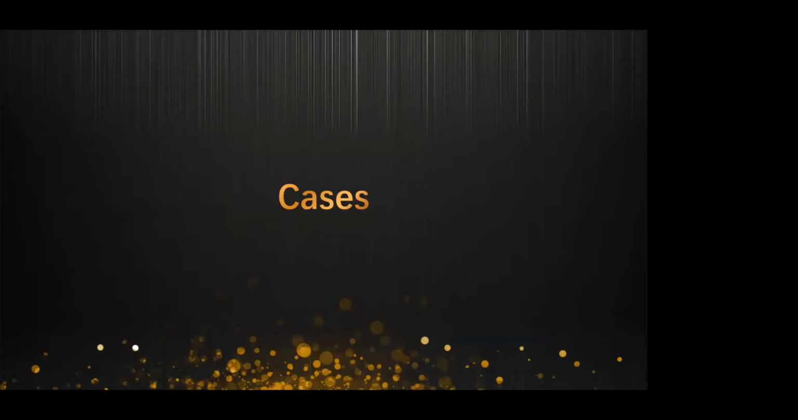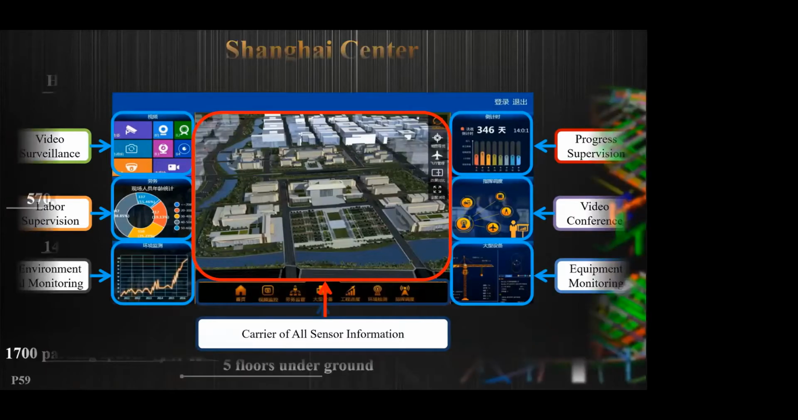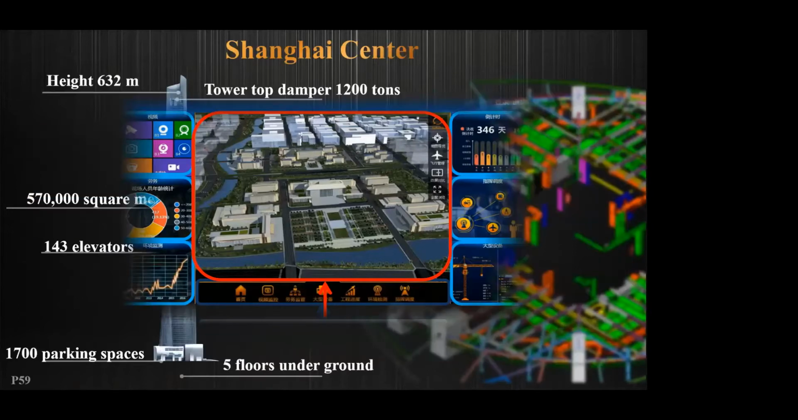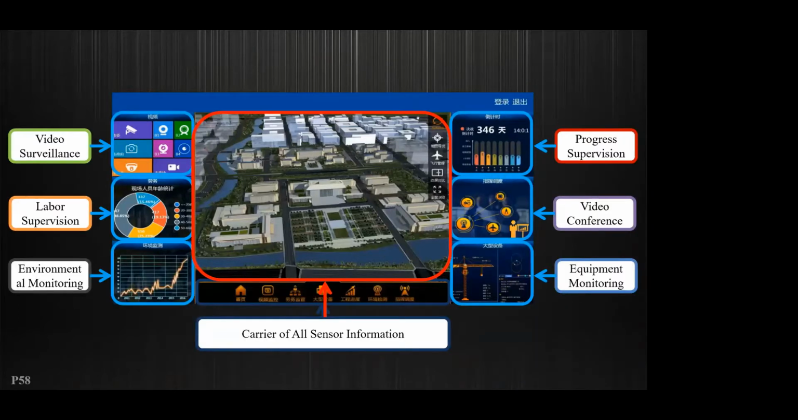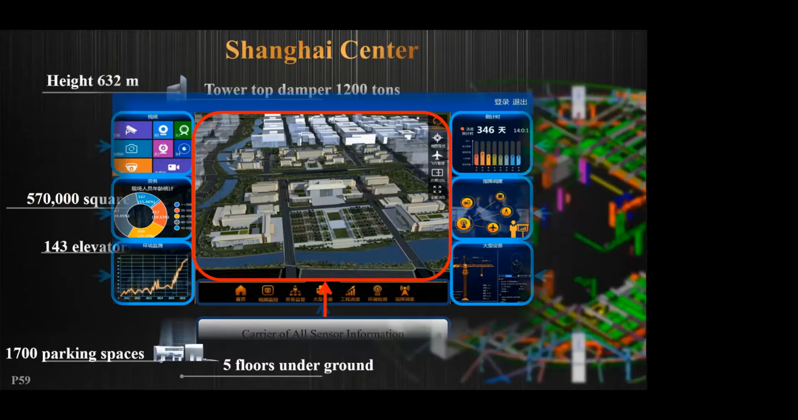Okay, the last one, there are some cases. First is a career. This is a BIM management system, and it has some functions like video surveillance, labor supervision, environment monitoring, carrier of all sensor information, progress supervision, video conference, and equipment monitoring. All of them can be achieved in the BIM management system.